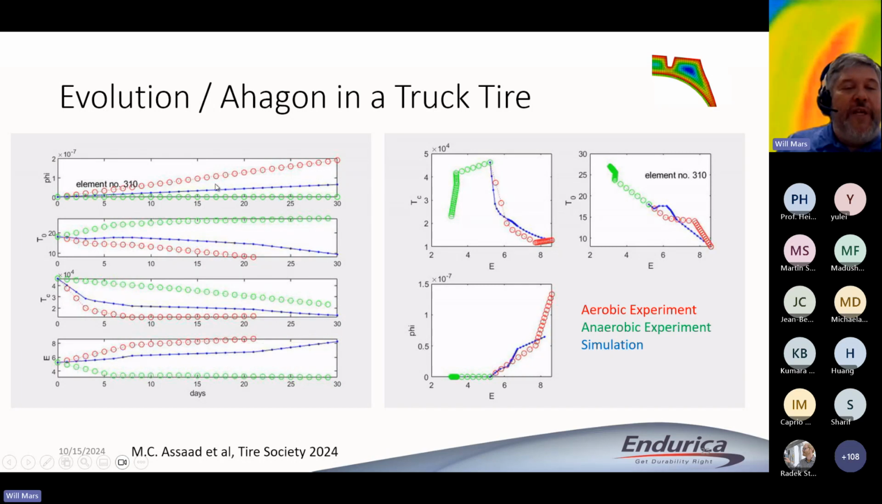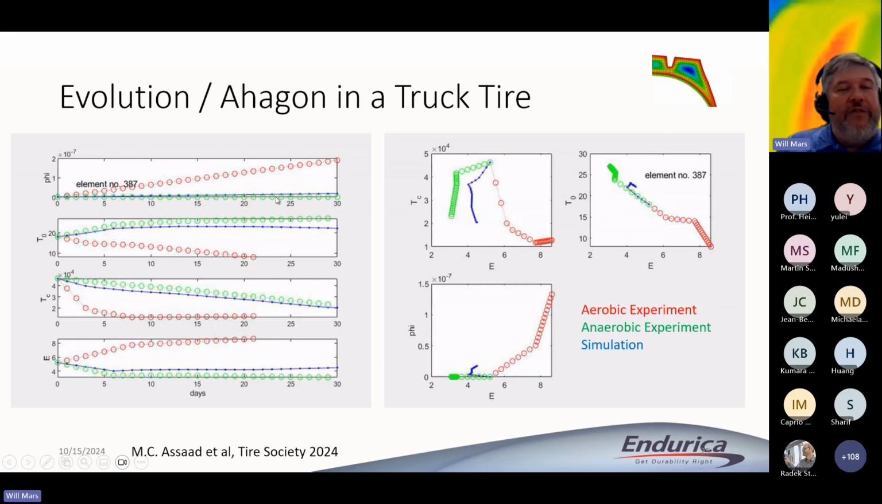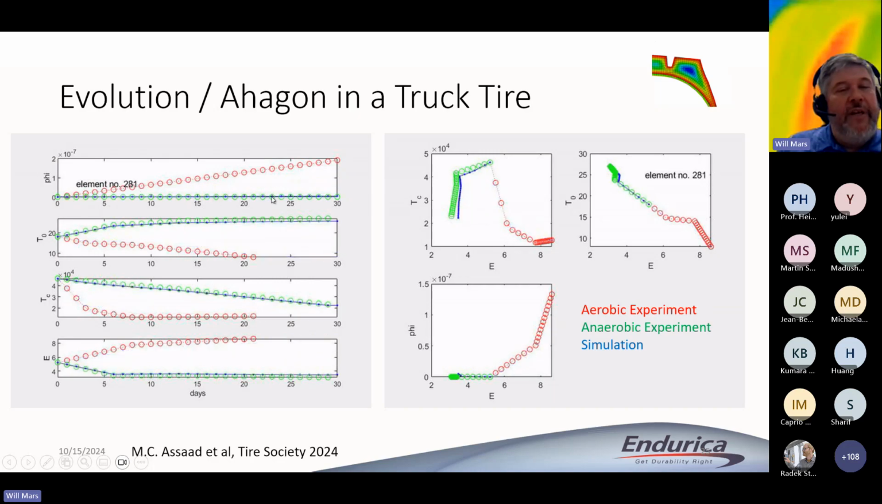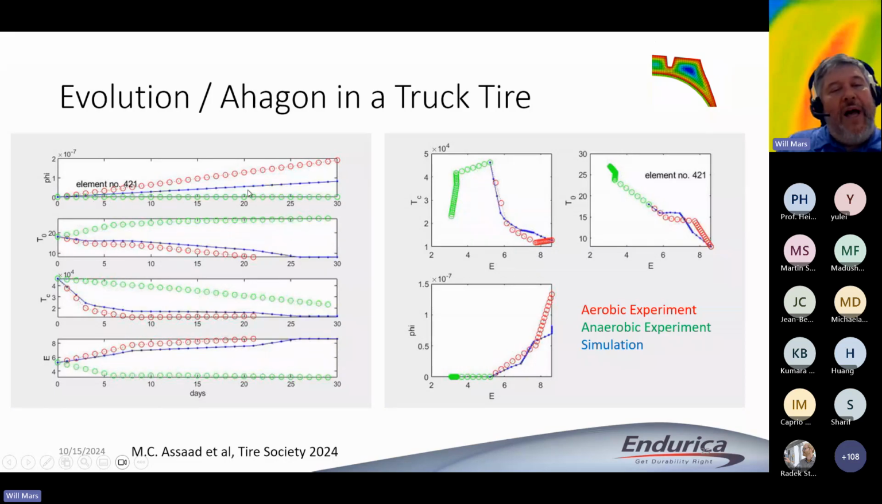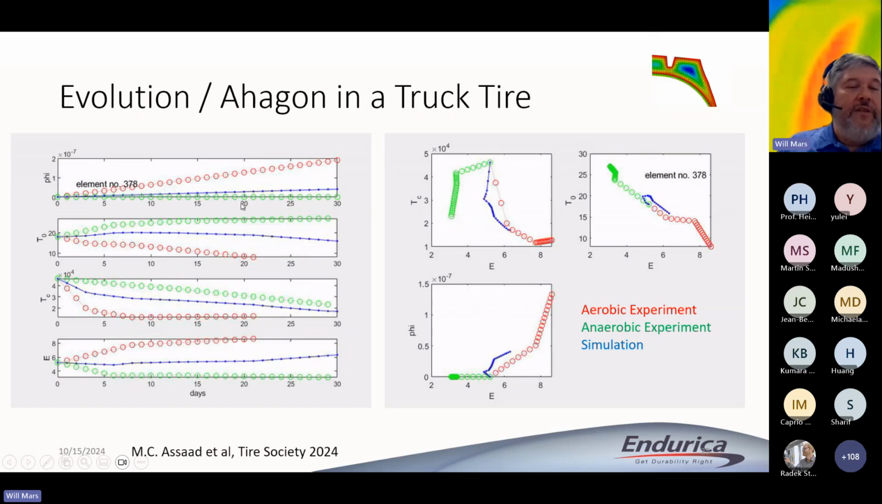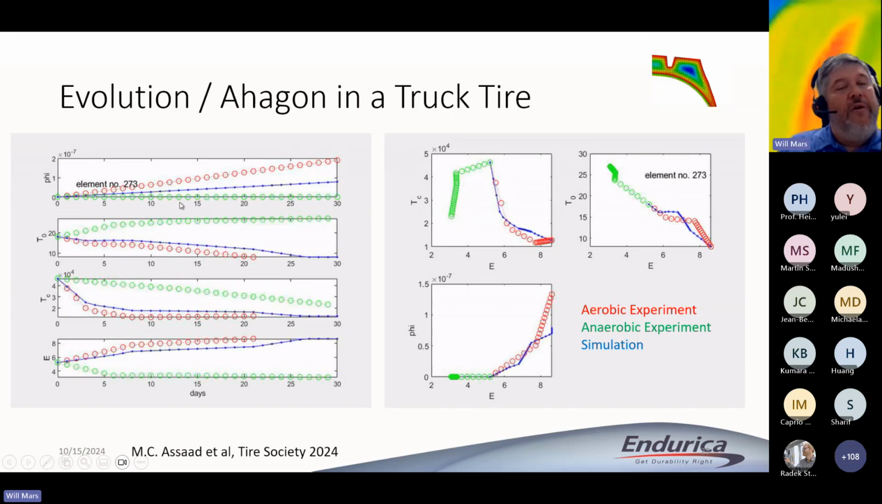You'll see 2 curves in each of these charts. The green line is for the case of aging under nitrogen. The red line is for the case of aging under lab air. The blue line is the particular result for that element depending on the concentration of reacted oxygen. And so you can see basically what we're doing is we're using our different aged results to interpolate to find the results.